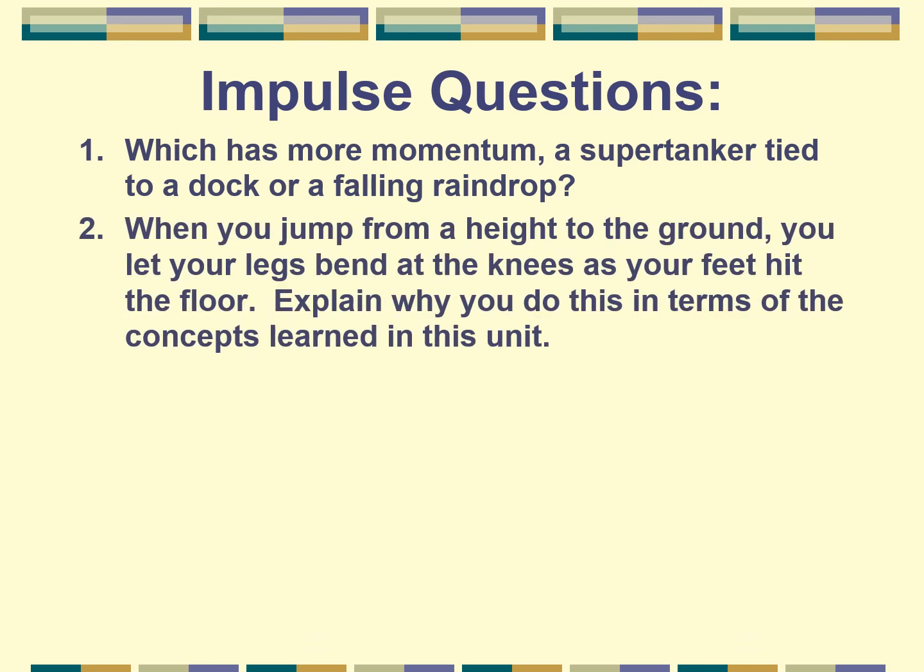The second question is, when you jump from a height to the ground, you let your legs bend at the knees when your feet hit the floor. Explain why you do this in terms of the concepts that we learned. Well, when you bend your knees, that increases the amount of time that you're in contact with the floor. You increase the amount of time that you are stopping. And by increasing the amount of time, just like in a car wreck, increasing the time decreases the amount of force, so there's less damage done to your body if you bend your knees as opposed to lock your knees as you jump and land on the floor.